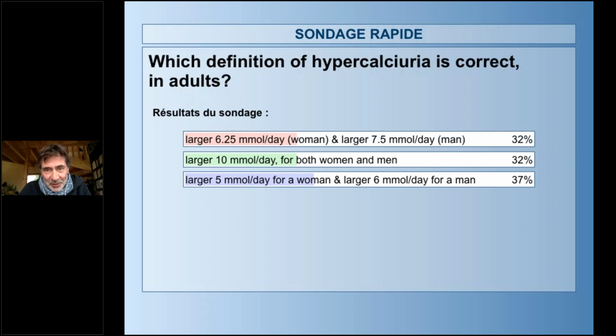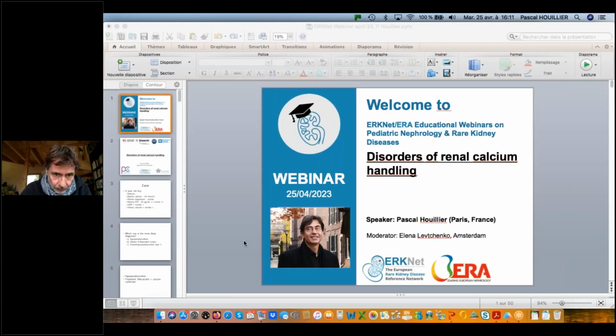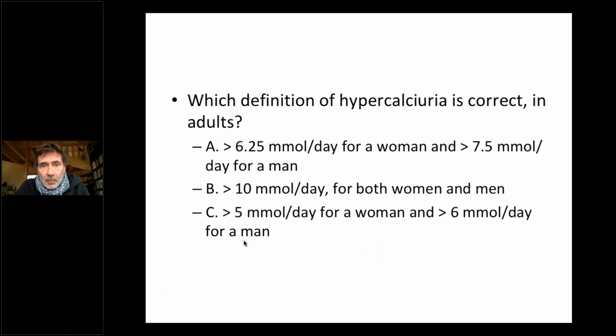So it's very close. And actually, the right answer is the first one. It has been determined years ago, mainly by British investigators, and it is still considered the upper limit of normal: 6.25 millimole per day for a woman and 7.5 millimole per day for a man.